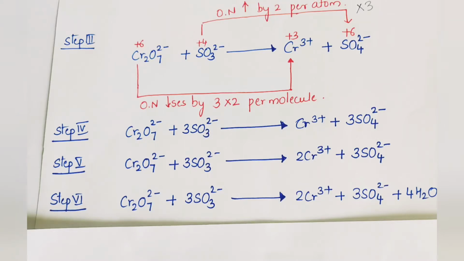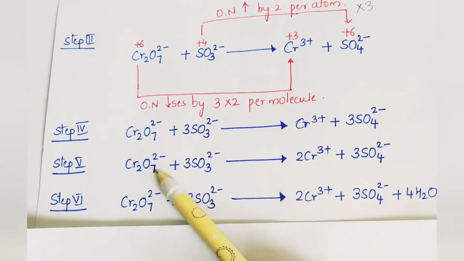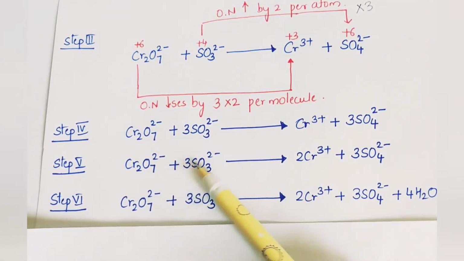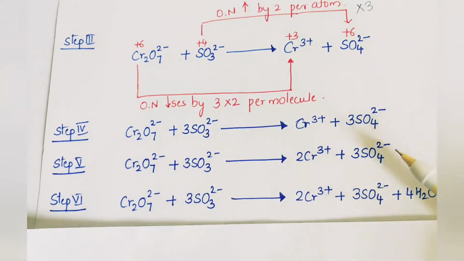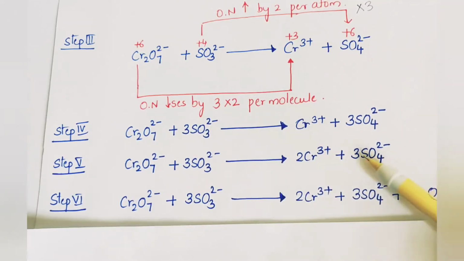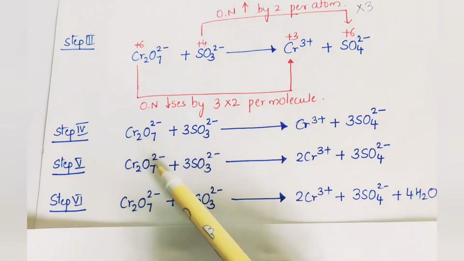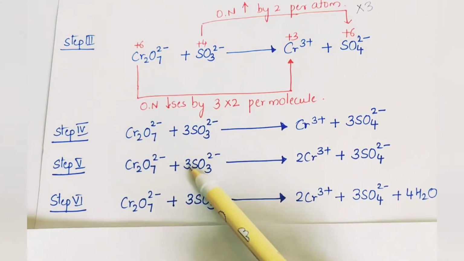When you start balancing hydrogen and oxygen, first you balance oxygen atoms. To balance oxygen, you add that many water molecules to the deficient side. Now we'll check how many oxygens are there. Here you have 7 oxygen atoms, plus 3 3's are 9. 9 plus 7 is 16 oxygen on the left side. On the right side, 4 3's are 12. 12 oxygen.